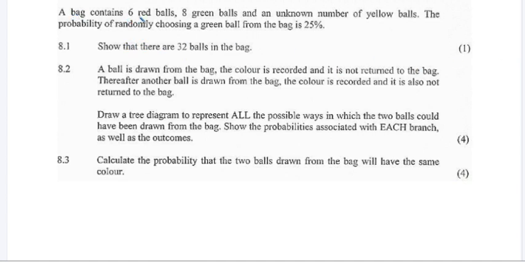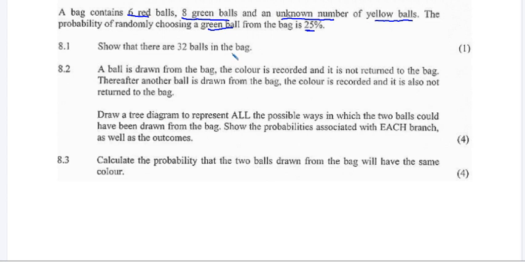A bag contains 6 red balls, 8 green balls, and an unknown number of yellow balls. The probability of randomly choosing a green ball from the bag is 25%. That is the probability of choosing a green ball, and we have been told that 8 of the balls are green in color. The first question is now saying, show that there are 32 balls in the bag.